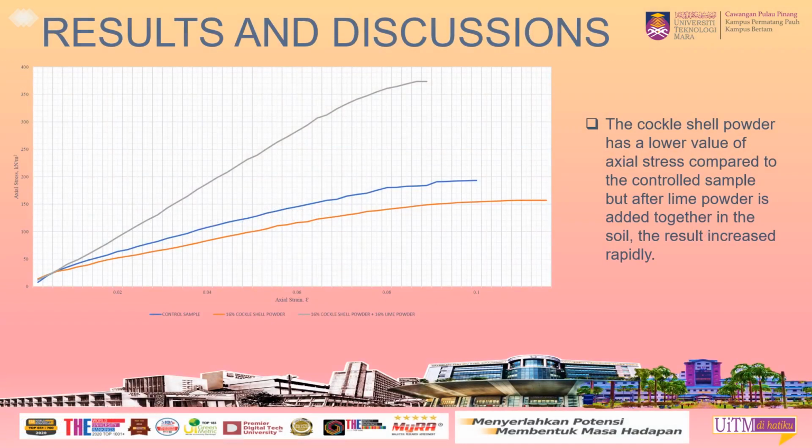Results and discussions. As you can see here on the left side, these are the results. The cockle shell powder has a lower value of axial stress compared to the control sample, but after lime powder is added together in the soil, the result increased rapidly.